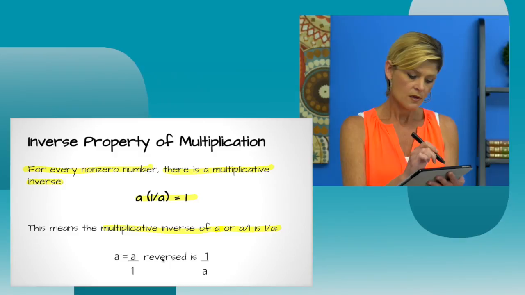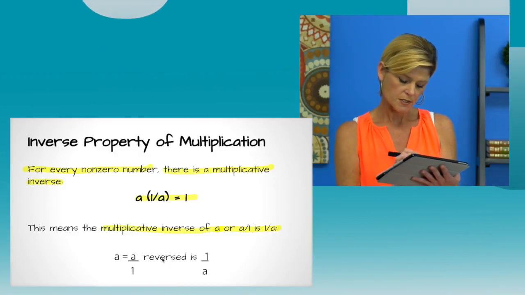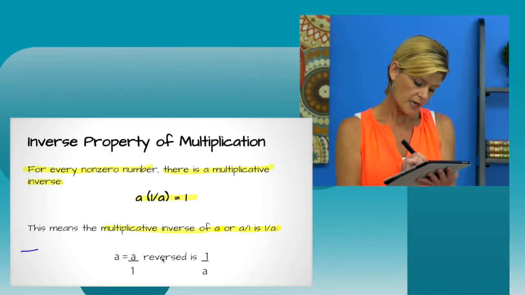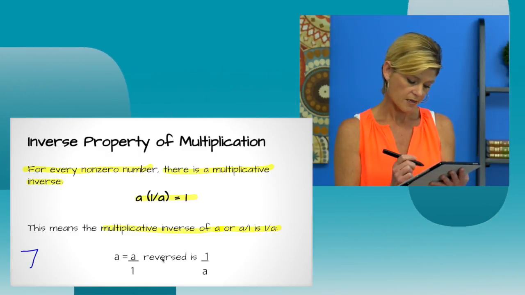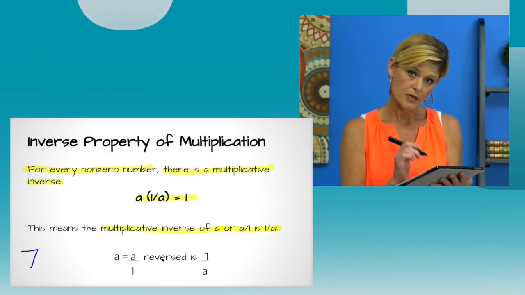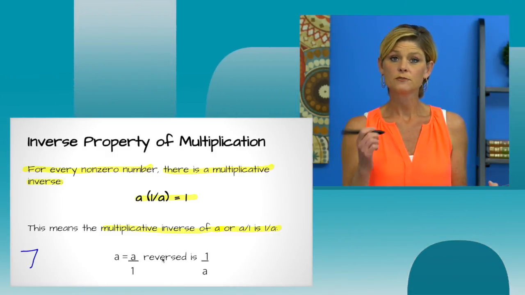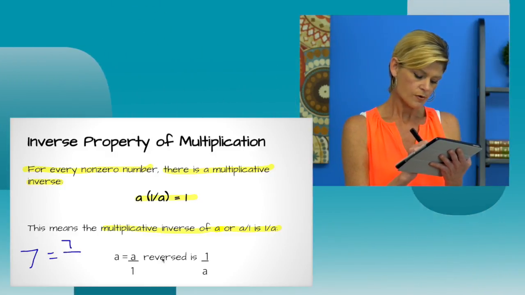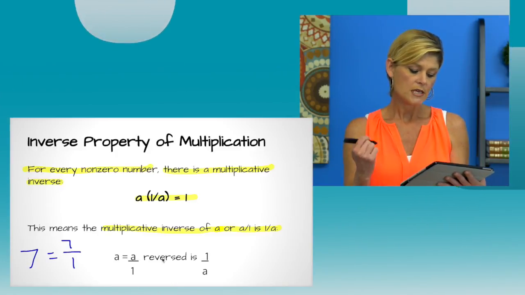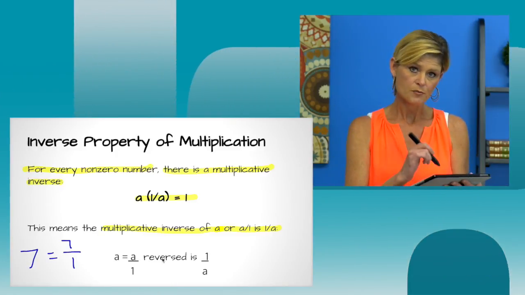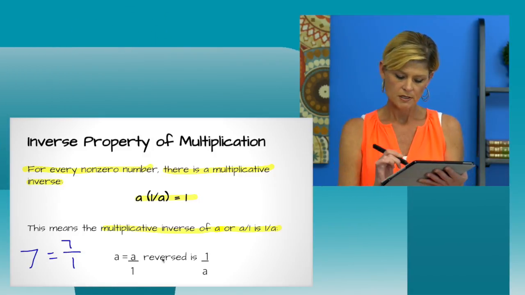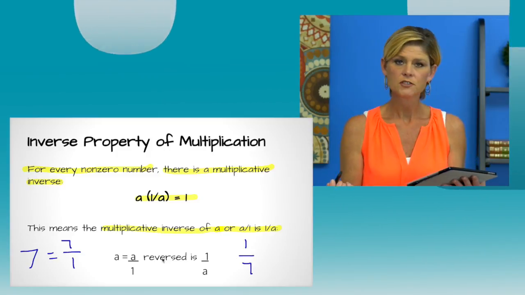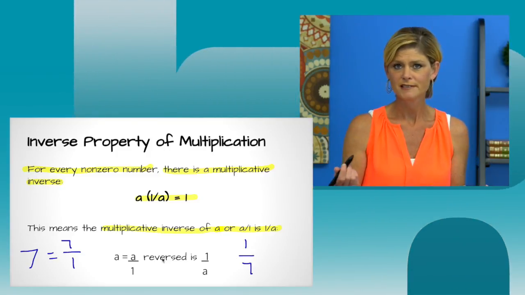Let's substitute a for an actual number, and maybe it'll be a little more clear. Let's pretend that a actually represents the number 7. Okay, 7 as a whole number, if I wanted to represent that in fraction form, how would I do that? 7 would be shown as 7 over 1. So the multiplicative inverse is that number, 7 over 1, flipped, or 1 over 7. And that's essentially all the inverse property of multiplication is telling us.